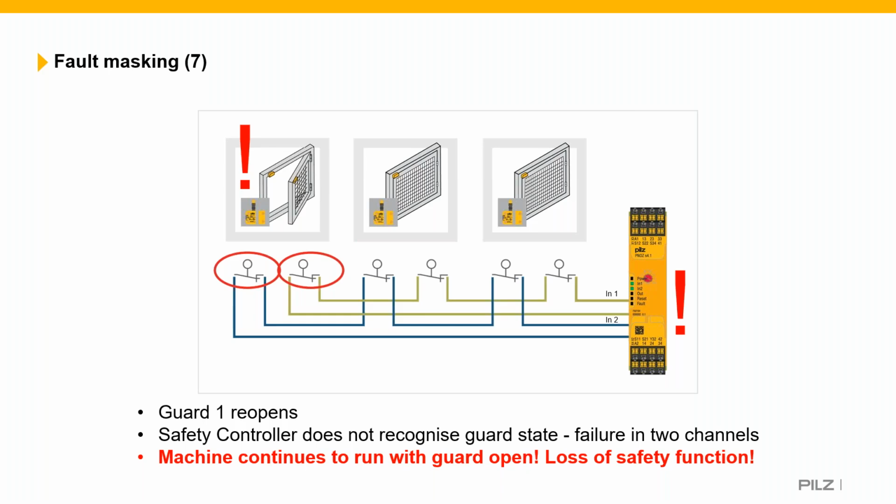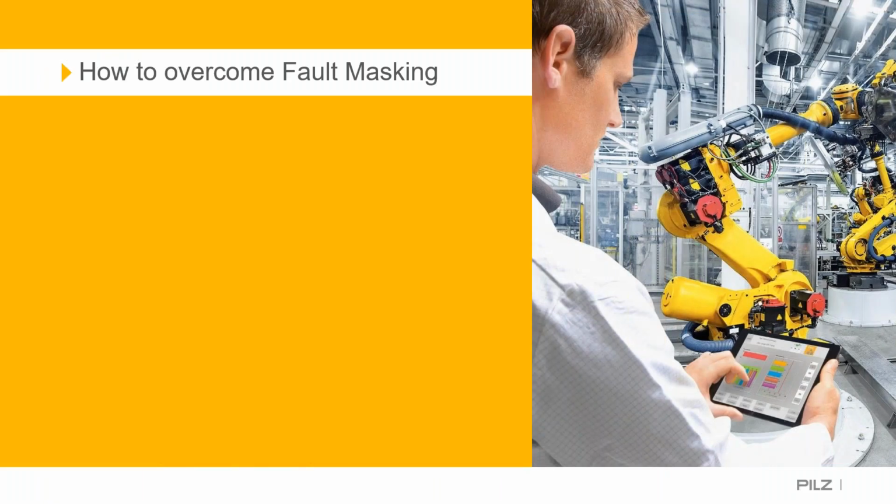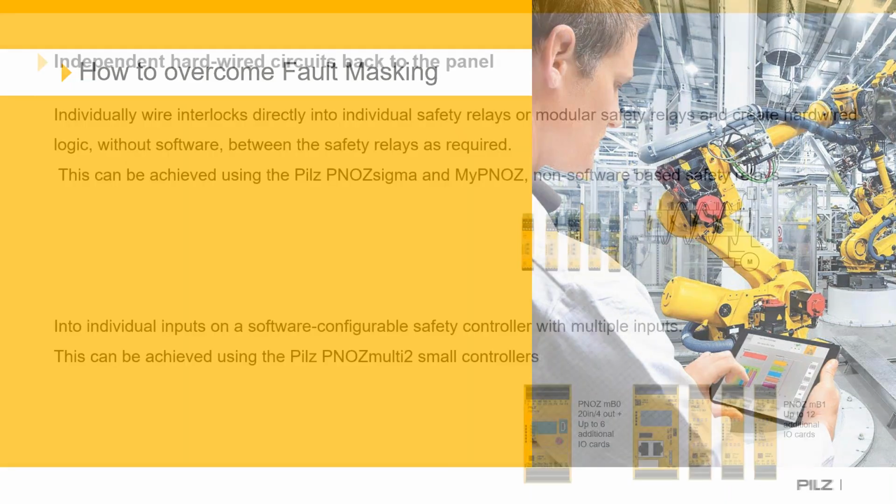So again, if it's multiple guards that can be operated at any one time, this situation can arise where we can mask or not detect a dangerous failure. So how can we overcome that? What can we do to stop that from happening or to detect it if it does happen?